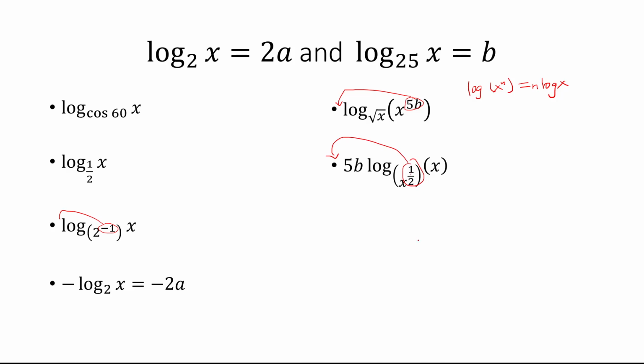So the reciprocal of 1/2 is 2. 2 times 5b is 10b. So we have 10b times log base x of x. This is just 1. So 10b times 1 is 10b. And that is our final answer.